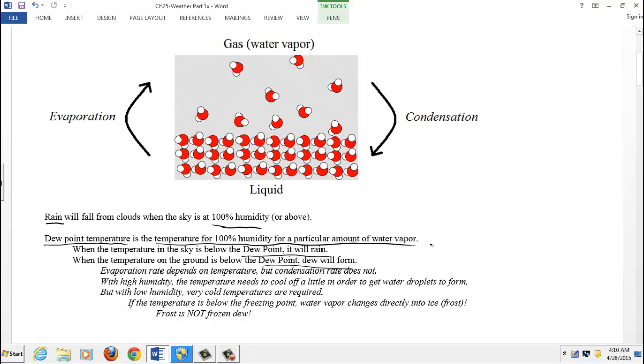So if the air is pretty dry, then that air needs to be cooled down a lot in order for it to reach 100% humidity. And if the air is really humid, well, then it needs to cool off just a little bit in order to get to 100% humidity. And if you're talking about water vapor at the ground, if the temperature has to dip below freezing in order to get the 100% humidity, well, then the water vapor can condense right out of the atmosphere directly into ice or frost.